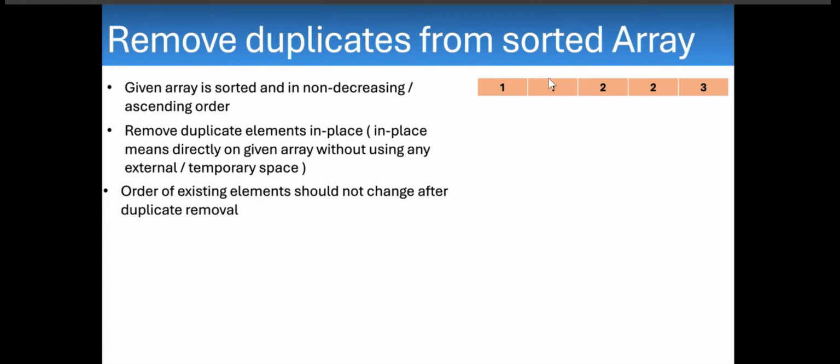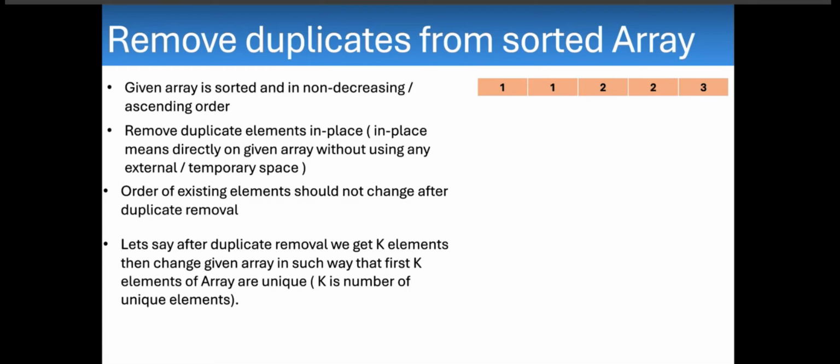It means that if we remove this duplicate 1 and duplicate 2, 1 is coming before 2, 2 is coming before 3, so this order should be the same after the duplicate removal also. Let's say after duplicate removal, we get k elements. Then change the given input array in such a way that the first k elements of the array are unique. K is the number of unique elements. For example, if we remove the 1 and 2 duplicates, there are 3 unique elements, 1, 2, 3, right?